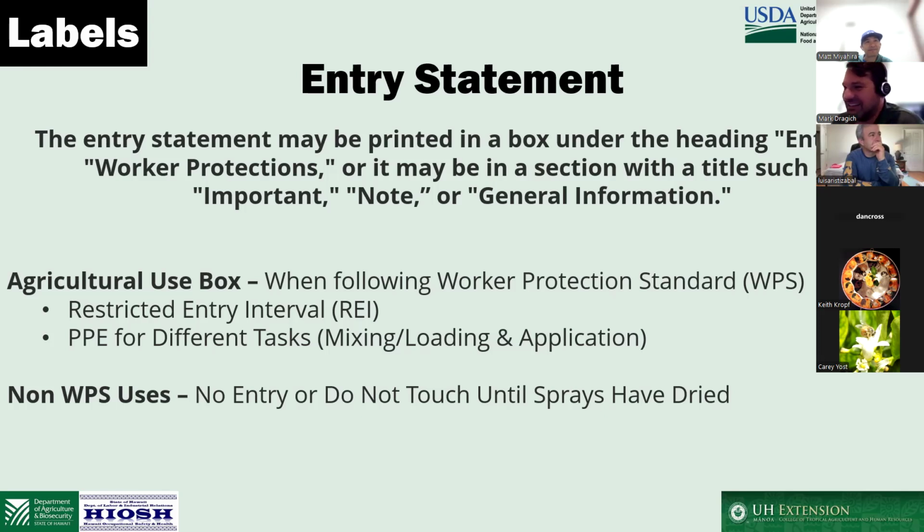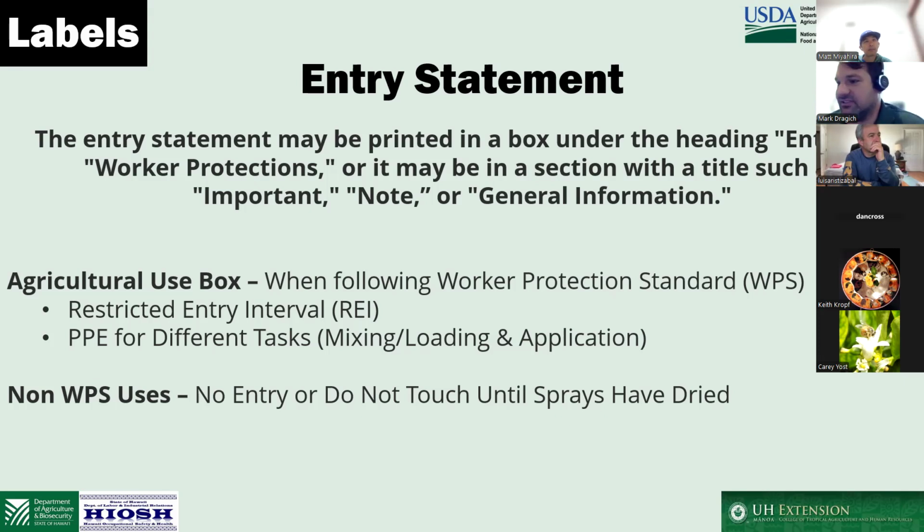It'll be cool. Anyways, there'll be entry statements. Any agricultural thing you're doing. So you guys are all like orchard people, coffee people. You have to use the agricultural use box as your go-to. People that do like parks and rec, they're not agriculture, so they have a different set of standards that they have to follow on the label. It's not in the agricultural use box.